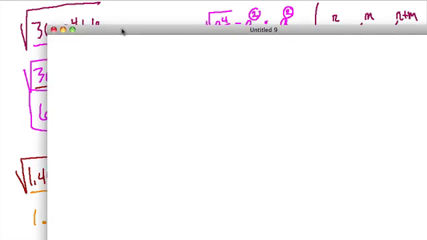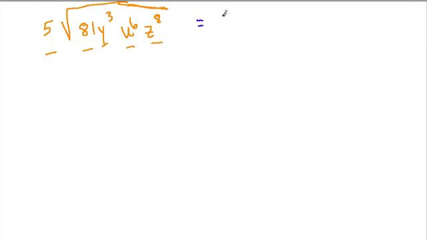Another one we have is 5 times the square root of 81 y to the third, u to the sixth, and z to the eighth. Same idea. We're going to break these into different pieces, and we're multiplying all of that by 5. So we have 5 times 9. I'm getting that from the square root of 81.